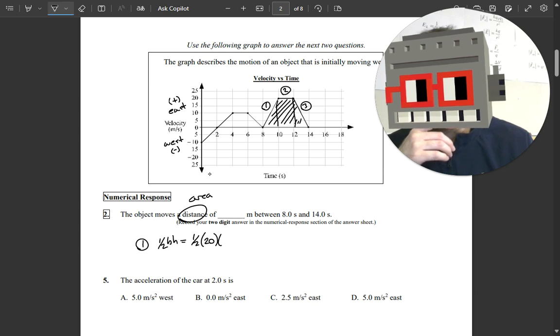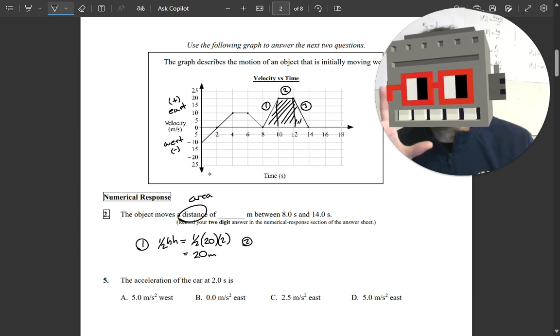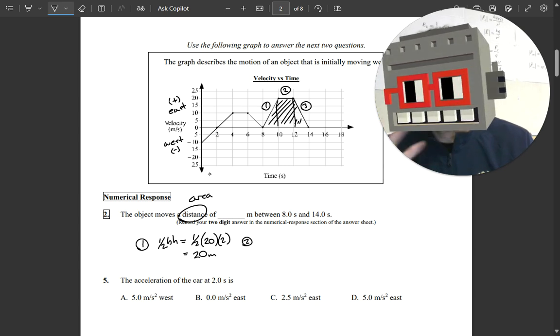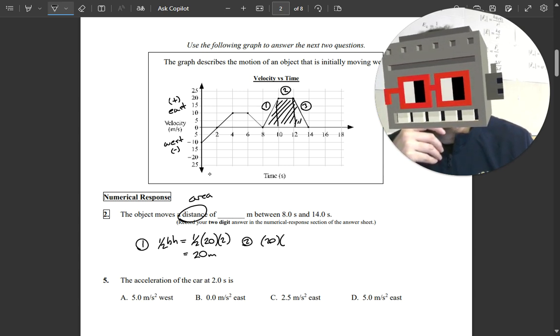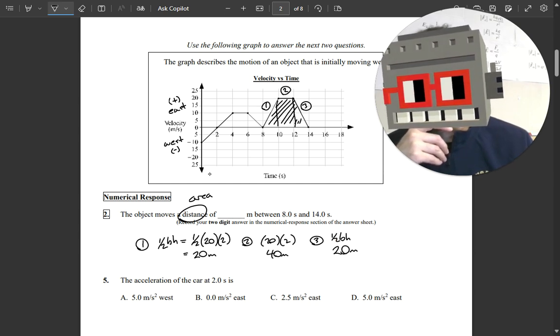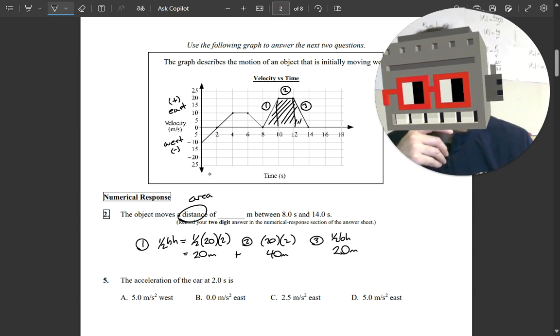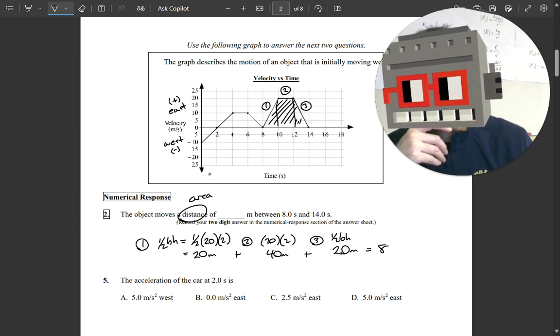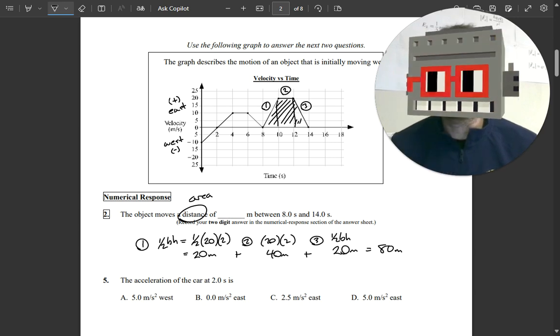20 by 2, and that's 20, right? Section 2 is going to be a 20 by 2, but not halved this time, so just a rectangle. 20 by 2, that's 40. And then section 3 is also 20, right? So it's going to be the same thing, 1/2 base times height. Okay? And then I add them all together, and we get 80 meters.